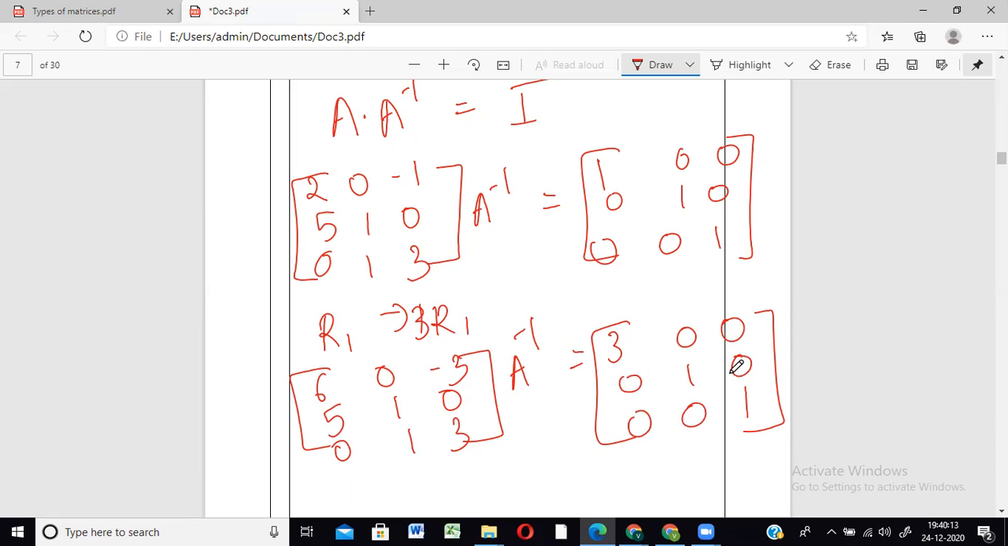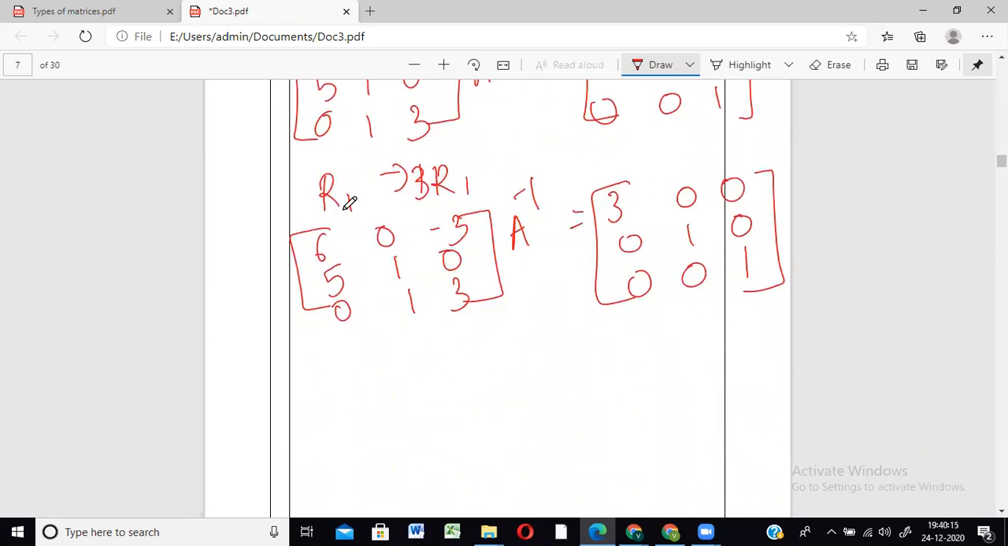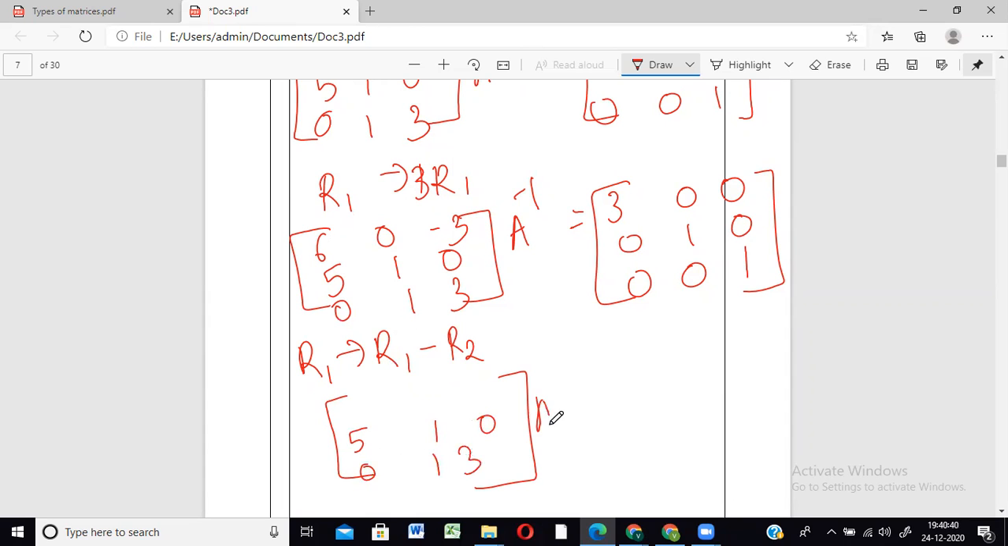Okay, now of course that is what our main aim was, to make this 1. So now we'll subtract. R1 becomes R1 minus R2. So the change is taking place only in the first row. Second row and third row, you can write as it is, so that later on you don't have any confusion. Either way, you can write it, okay? Because we know that only the first row is going to have some change.